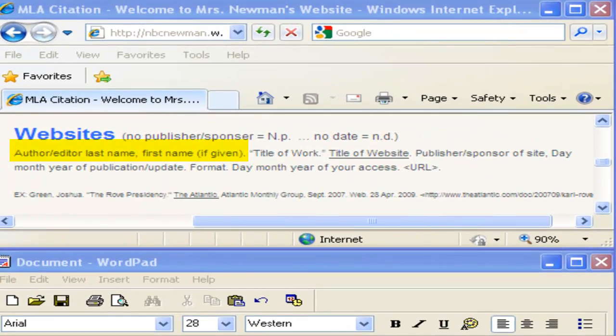Many websites do not list an author. If you cannot find an author, as is the case for this website on Yorktown, then you get to skip it and move on to the next piece of information.